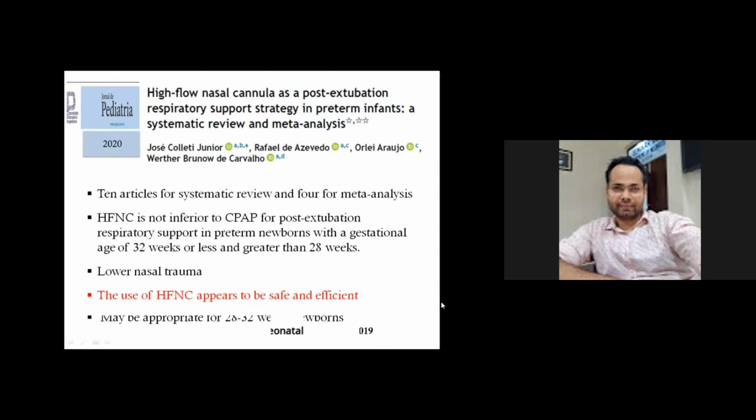And so we can conclude that because it is not inferior to CPAP post-extubation, and also the risk of nasal trauma is higher with the CPAP group, HFNC can be used safely and efficiently as a primary mode post-extubation.